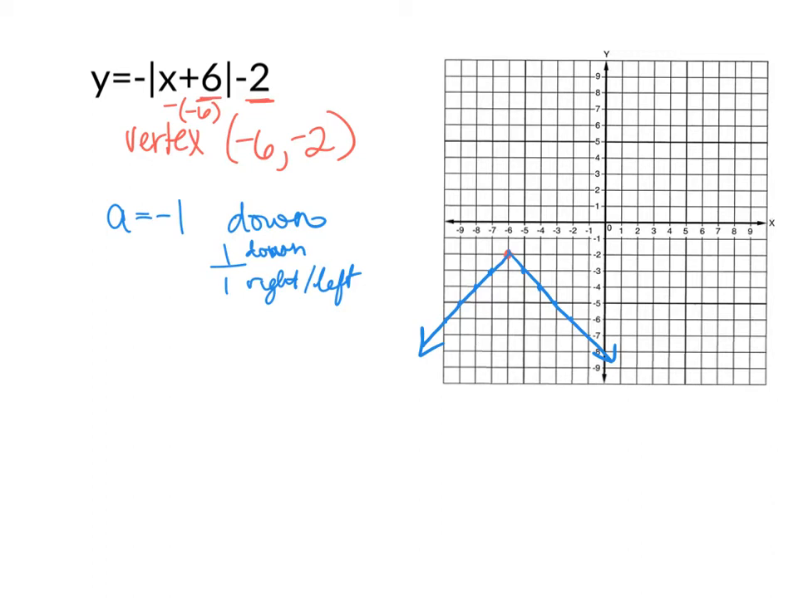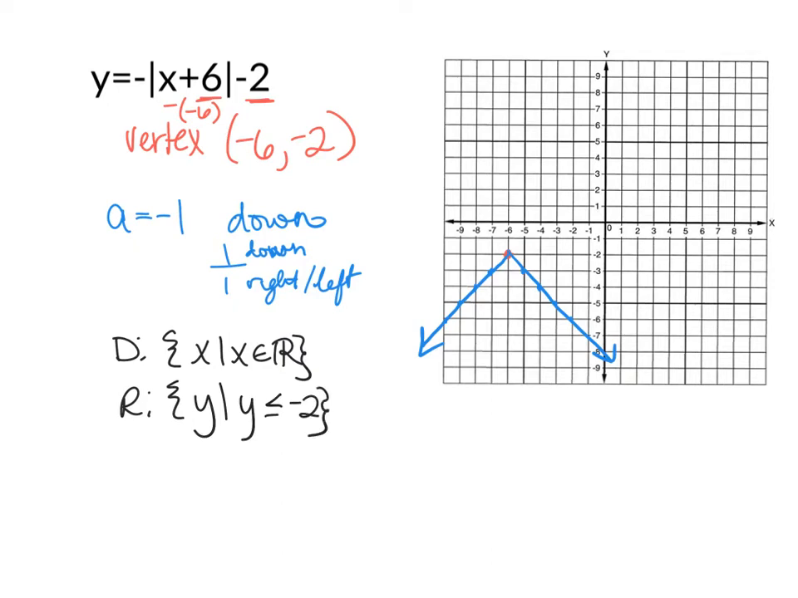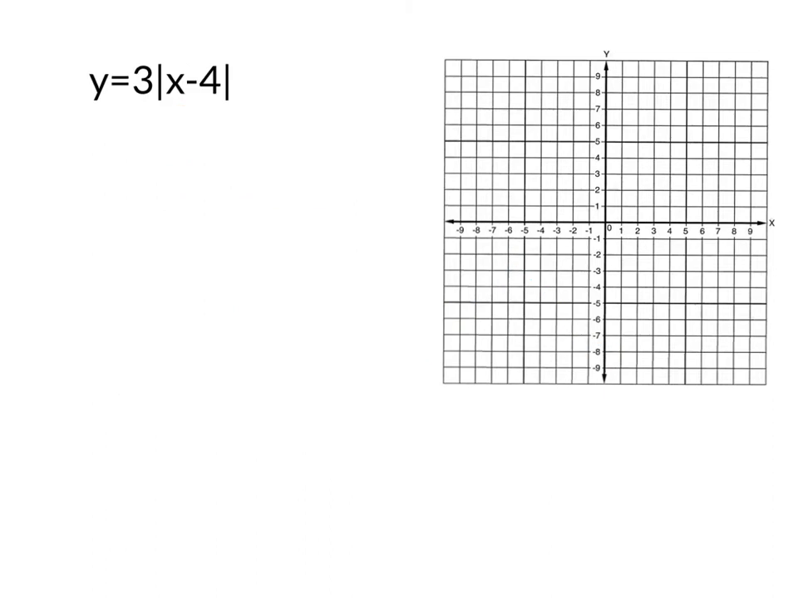So my domain is x such that x is contained in the set of all real numbers. My range, the y's are less than this vertex at -2. So y such that y is less than or equal to -2.